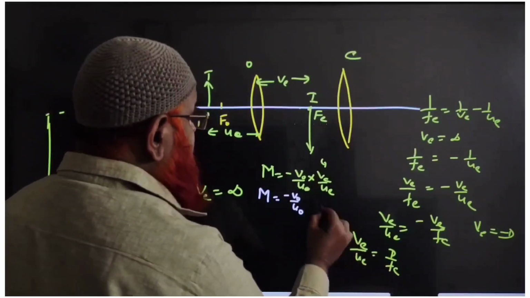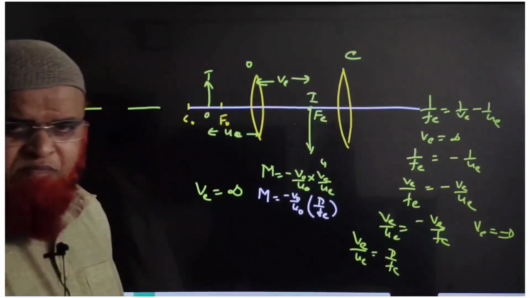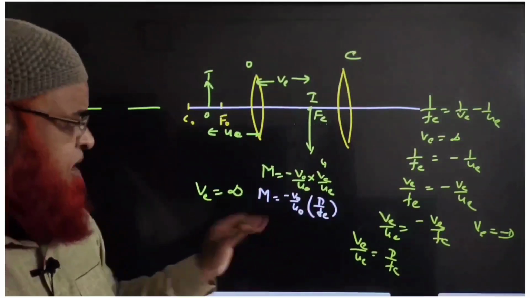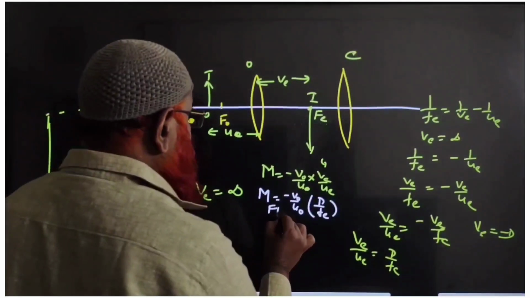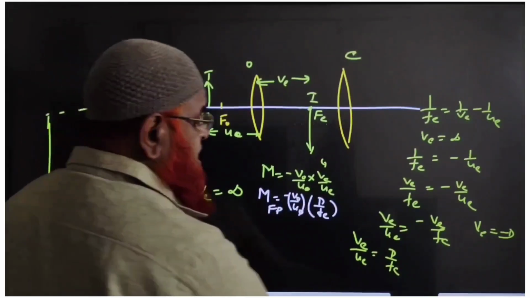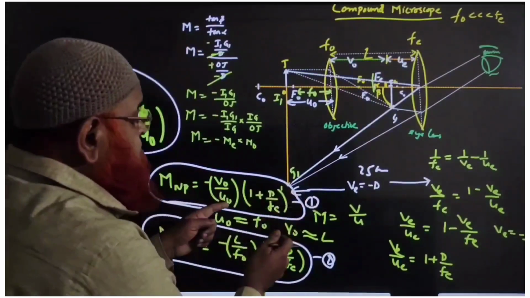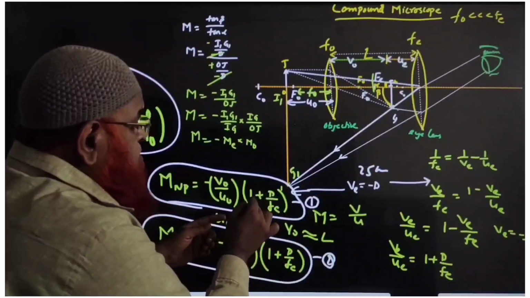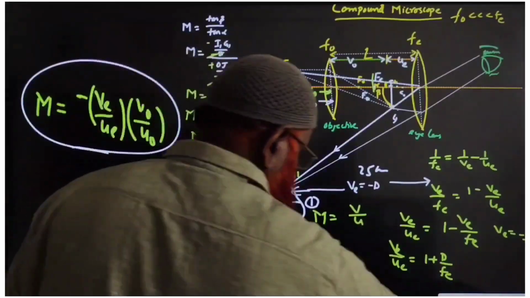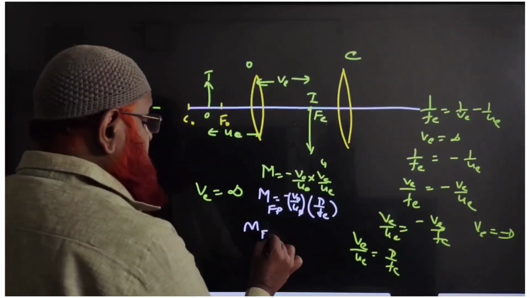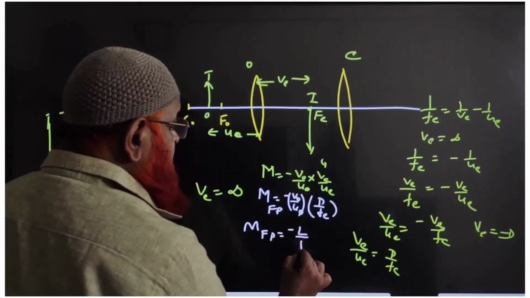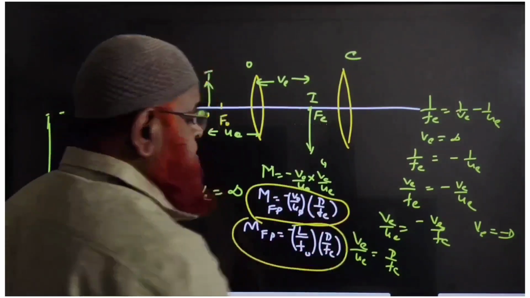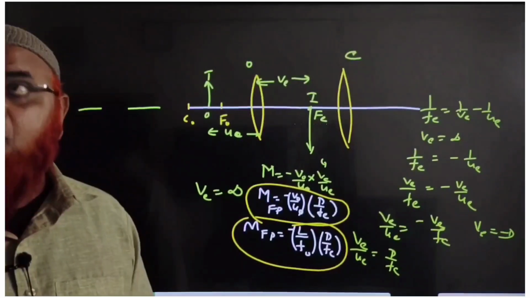And VE by UE means you can take D by FE, same as a simple microscope. But the extra thing here is you get V naught by U naught. There you get only D by FE for far point. But here, this is going to be the far point formula. So the near point formula is minus L by F naught into 1 plus D by FE. But in the far point, there won't be 1 here, only D by FE. So magnification at far point can be taken as minus L by F naught into D by FE. So these two formulas are far point formulas in the case of compound microscope.